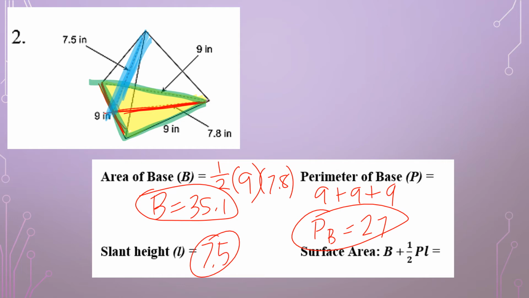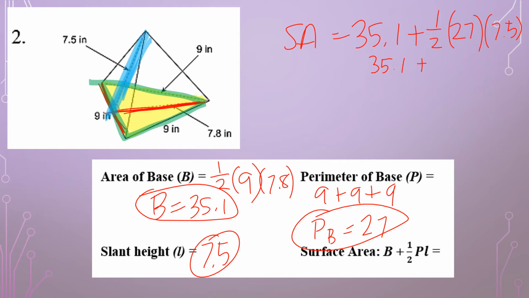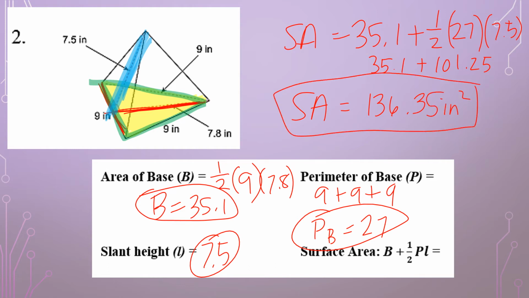You're going to plug that into your equation. I'm going to put it up here because I don't have enough room. So surface area equals B, which is 35.1, plus 1/2 times P, which is 27, times L, which is 7.5. So I'd have 35.1 plus 1/2 times 27 times 7.5 is 101.25. You would add those two together, and you would get 136.35 inches squared. And again, make sure it's inches squared because we're talking about area here.